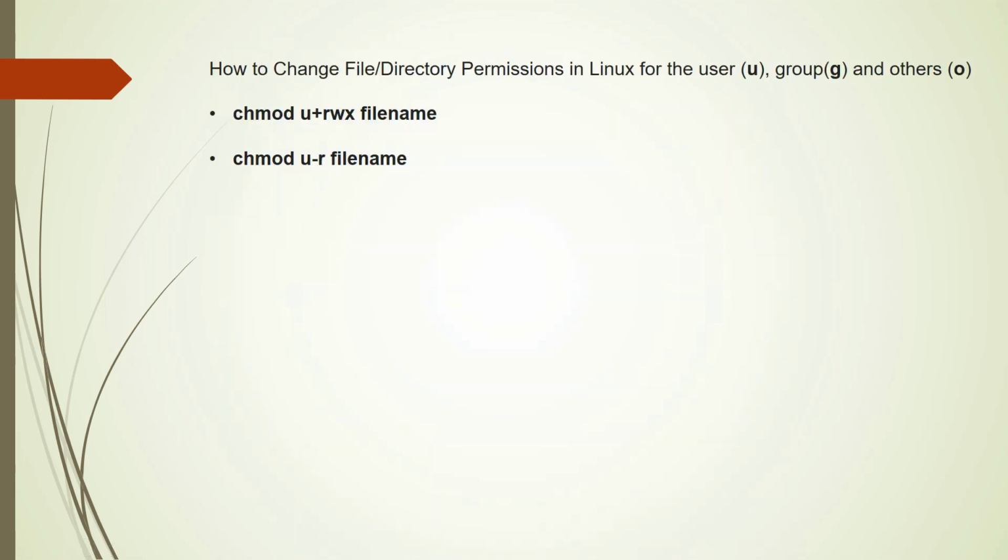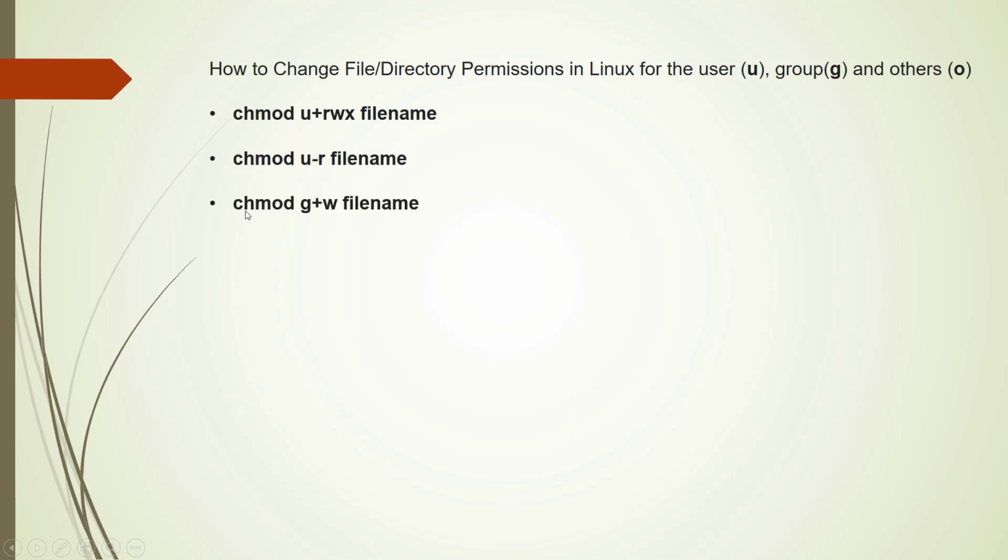Now, to change the file or directory permission in Linux, for user the first set, group the second set, and others the third set, we can use certain commands. If you can see in this example, chmod, u stands for user and plus stands for add. If I use minus, that means I am removing the permission. So in the first example, chmod u plus rwx, read, write and execute permission is granted to the user. And in the second case, the read permission is taken back from the user for this particular file, whatever the file name is.